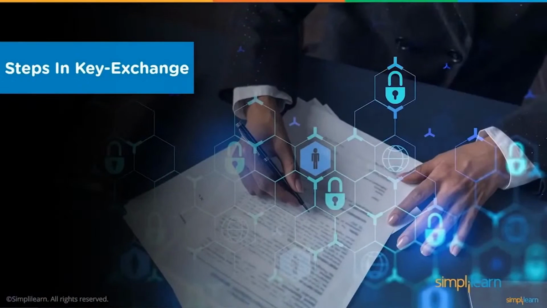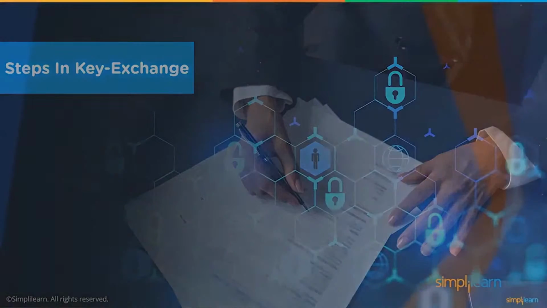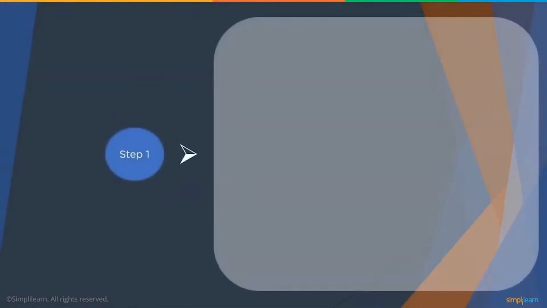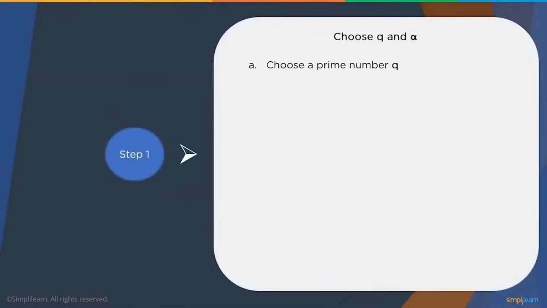We can break down the entire key exchange process into 3 distinct steps. Step 1 is choosing Q and alpha. First, we choose a prime number Q, which will stay consistent throughout the process. Once we have selected Q, we need to select a primitive root of Q and denote it by the symbol alpha. This alpha will be a primitive root modulo of Q if every number co-prime to Q is congruent to the power of alpha mod Q.